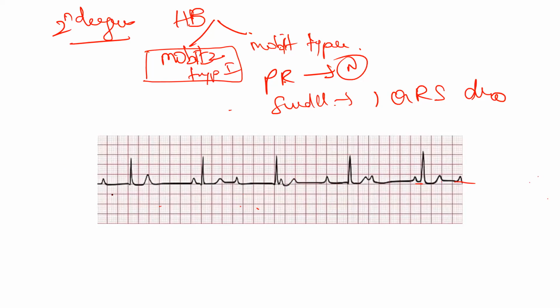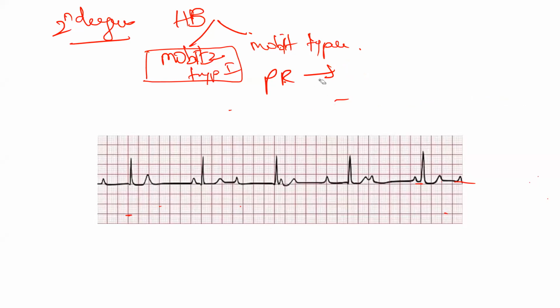If the ECG is like this, this is type 2. See, all the PR intervals are absolutely normal. Whatever PR interval exists is normal, but suddenly one P wave is not followed by a QRS complex. If you find this type of pattern, it is going to be Mobitz type 2.